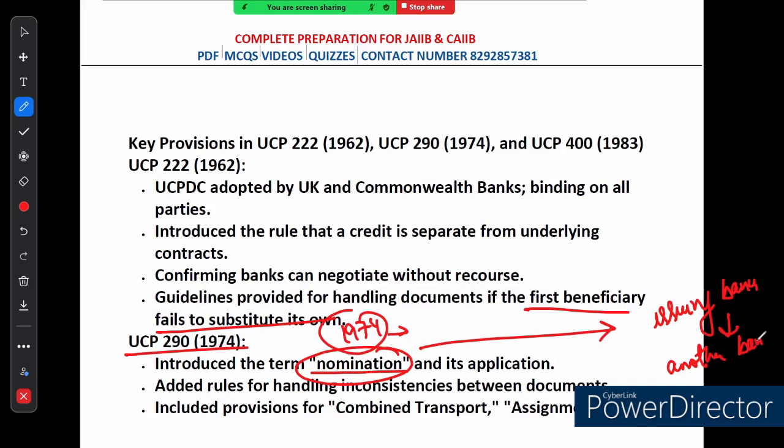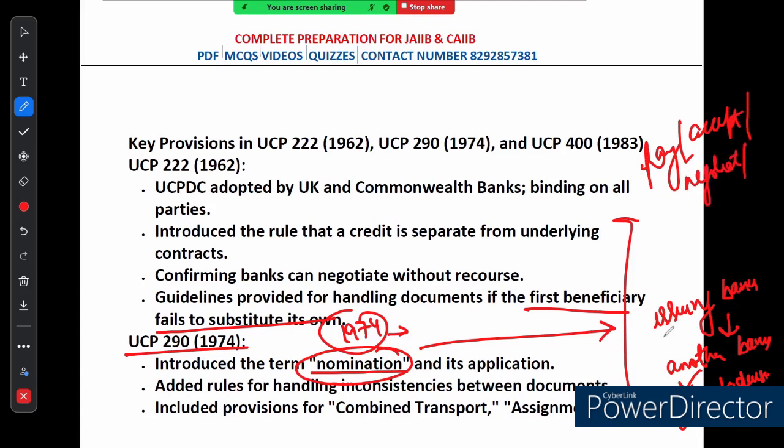Who is the other bank? The other bank is none but a confirming or advising bank. So it is the authorization given by the issuing bank to the confirming or advising bank to do what? To either pay, accept, negotiate, or fulfill other duties under the credit. That is what is called nomination. Nomination refers to the authorization given by the issuing bank to another bank, usually a confirming or advising bank, to pay, accept, negotiate, or fulfill other duties under the credit.